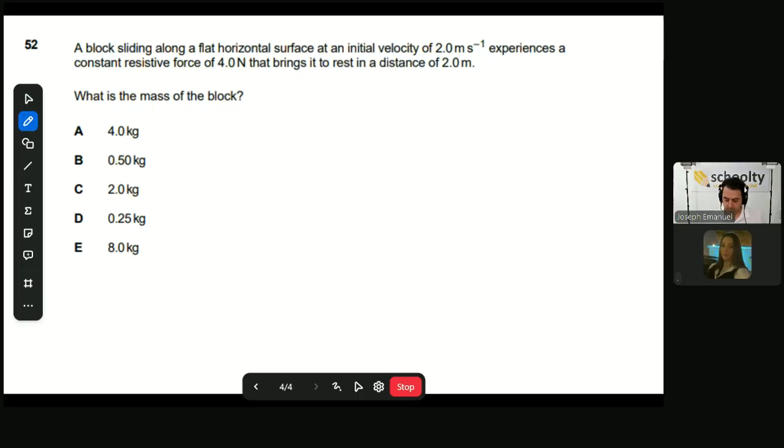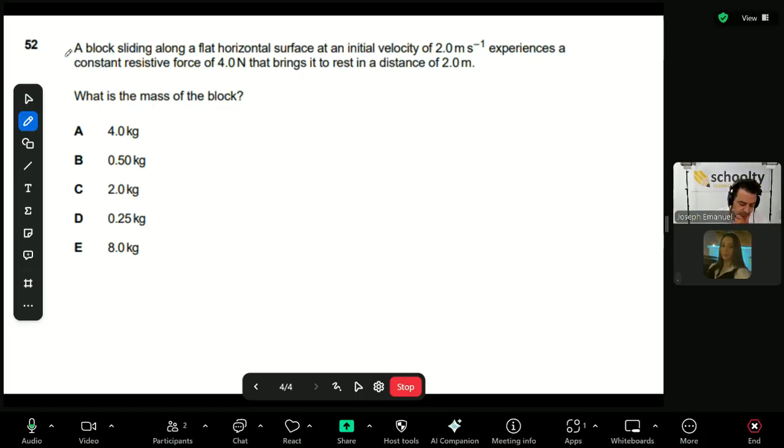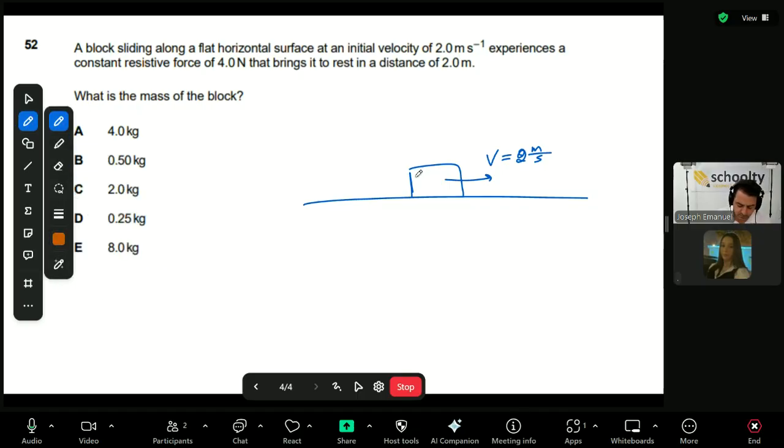Okay, so let's understand the question. We have here a block sliding along a flat horizontal surface. So you have a horizontal surface, and you have a block sliding along. So we have a velocity here. V is velocity, and the velocity is 2 meters per second. It experiences a constant resistive force. So let's change the color for the resistive force.